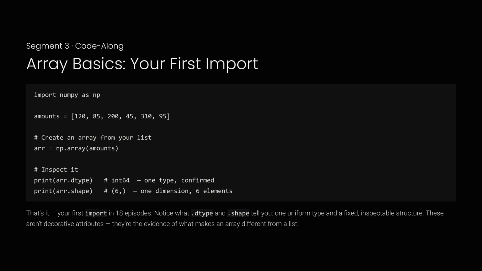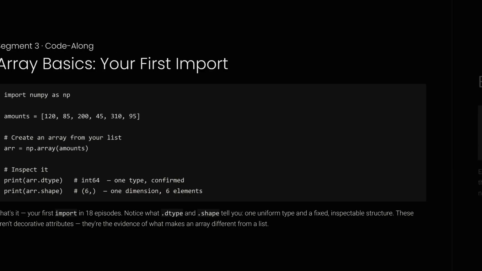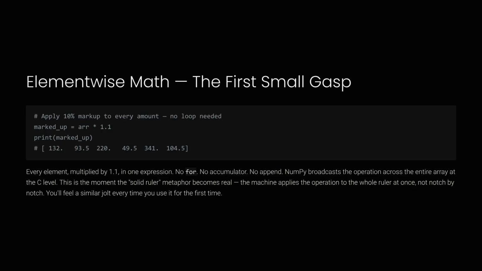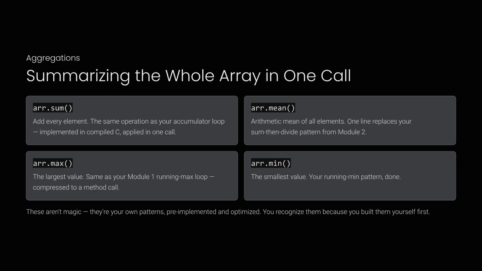Let's perform our first import. Notice how the array's dtype and shape attributes verify that we are working with a uniform, fixed structure. Here, we apply a 10% markup to every element simultaneously. Notice how NumPy broadcasts the operation across the entire array without a single explicit loop.